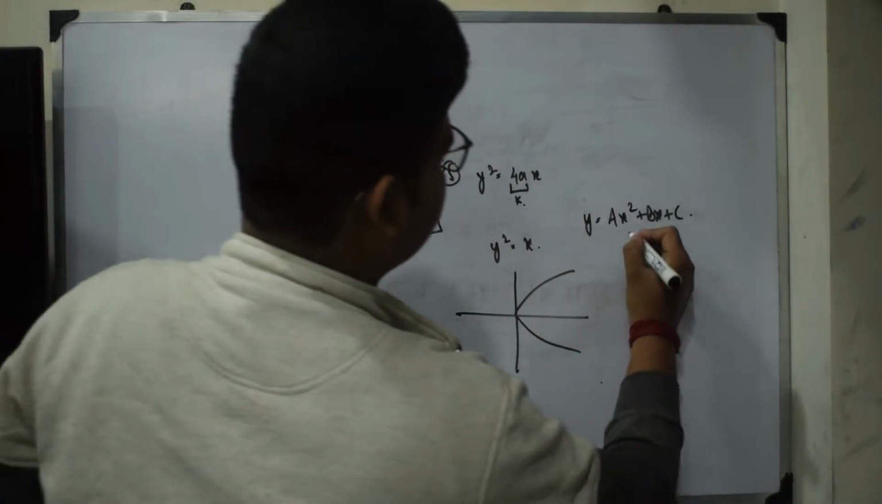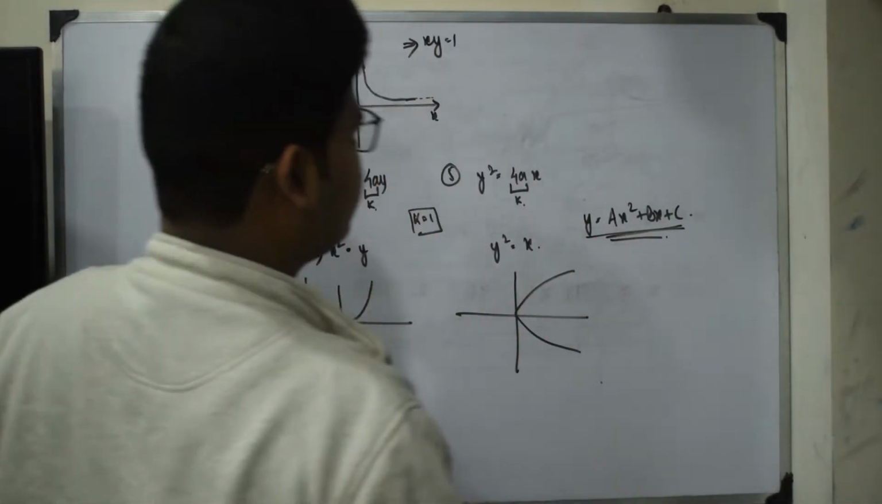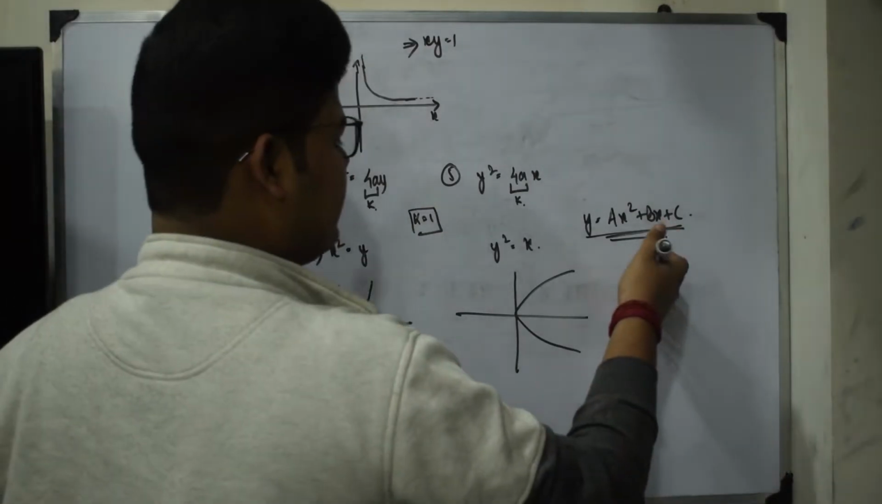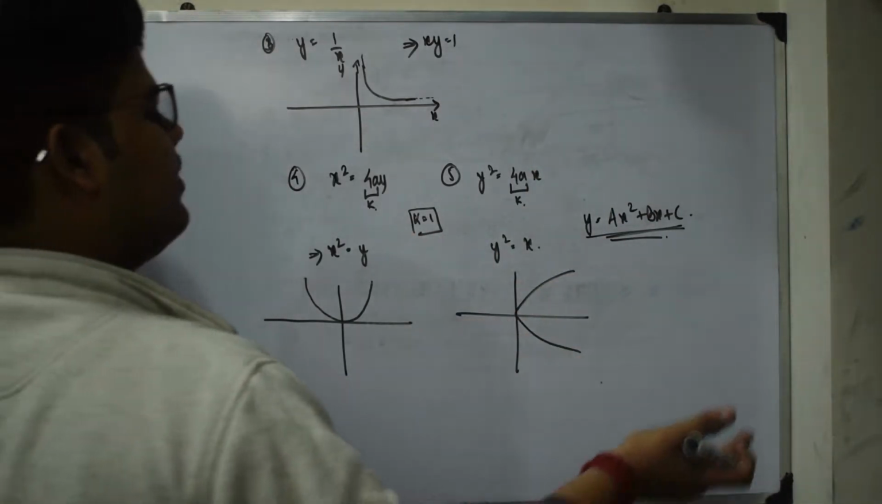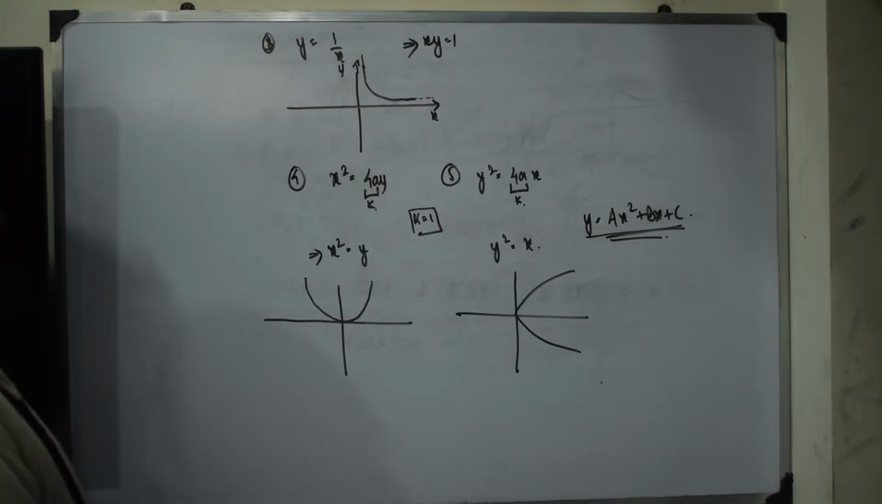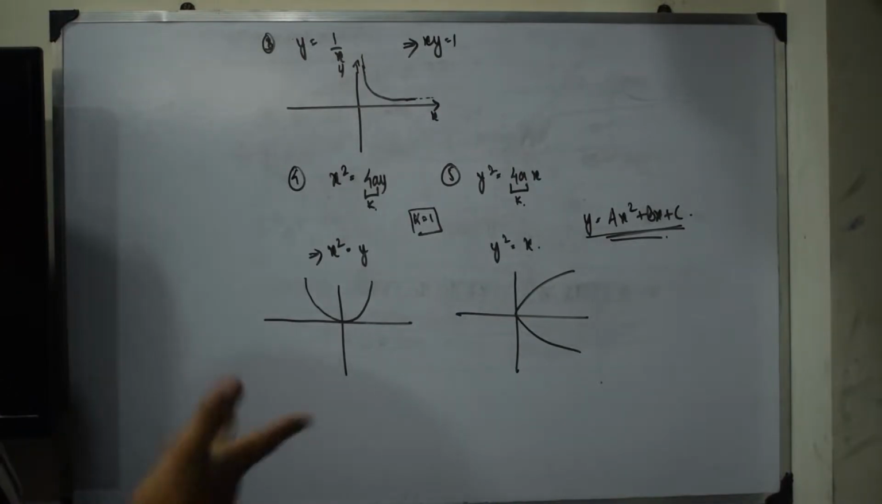Also remember that this is also a quadratic equation. So this is how we understand that the things are all related, whether it be algebra or coordinate geometry, everything is related. So let's now move to the next graphs.